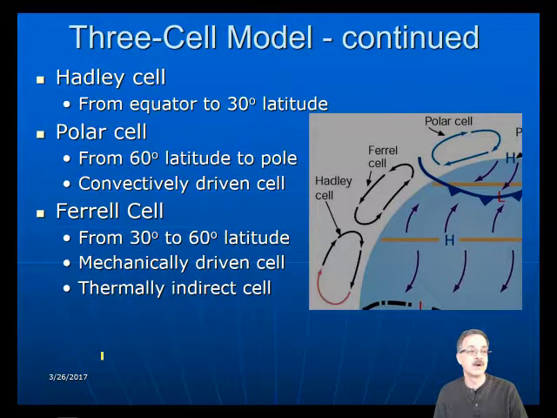All right, so this 3-cell model breaks into 3 cells like we talked about before. The Hadley cell is between 0 degrees and 30 degrees latitude. The polar cell is between 60 degree latitude and the poles. And all these are thermally driven cells, or what we call convectively driven cells. And then the Ferrel cell is in between the latitudes of 30 degrees and 60 degrees. And this is a mechanically driven cell, or sometimes referred to as a thermally indirect cell.